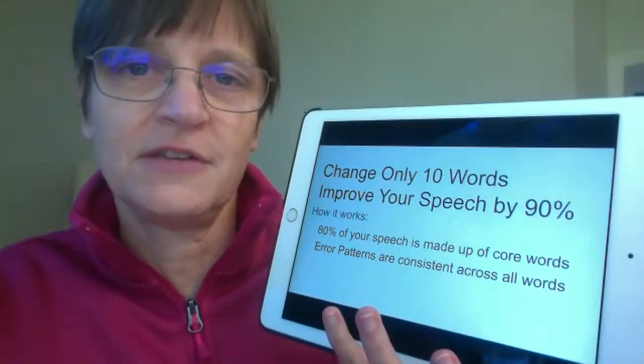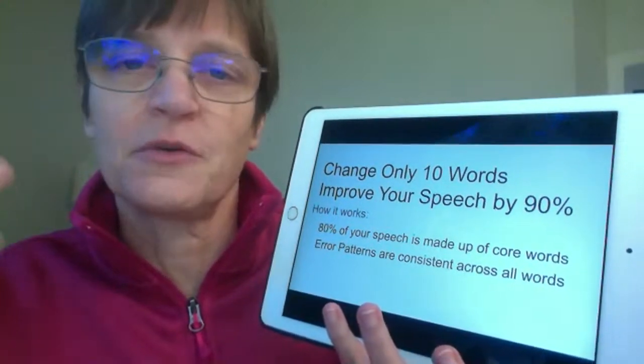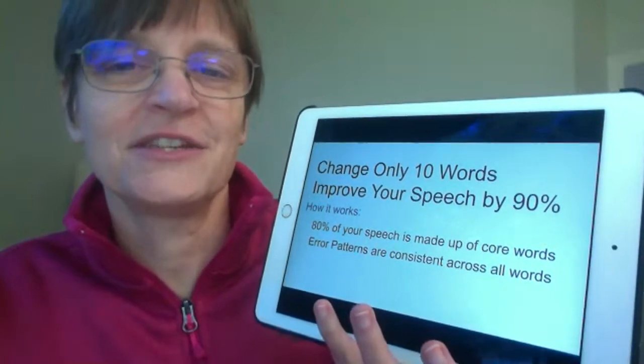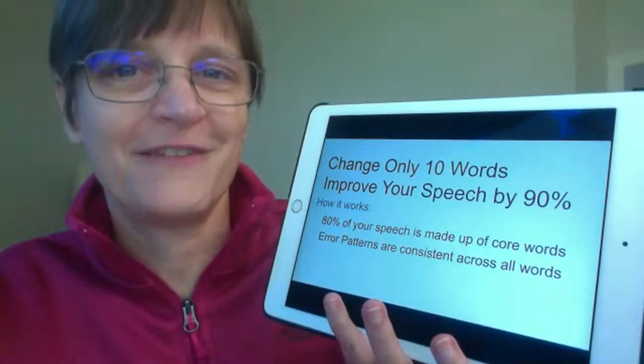If you have a tendency, for example, to make a stopped sound for the TH sound, so you say the word the more like duh, you're going to be doing that on all of the words that have the TH sounds. And so if you can correct the pattern on the one word, that will help you with the other words that have that same pattern.